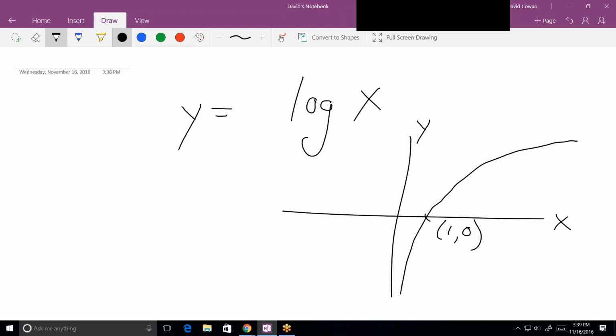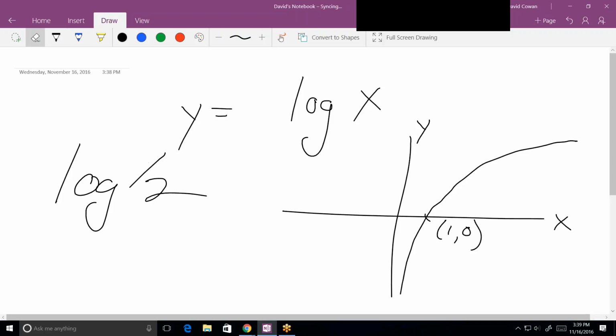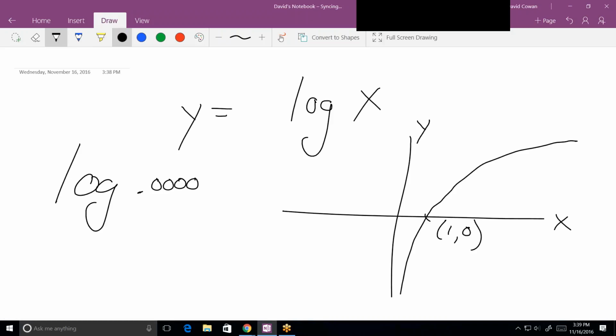Think about that for a second. So what's the log of 1/2 going to be, positive or negative? Negative. Okay. And if I took the log of 0.00001, what's it going to be? Negative. Negative a lot, right? Right. In other words, it's going to approach negative infinity.